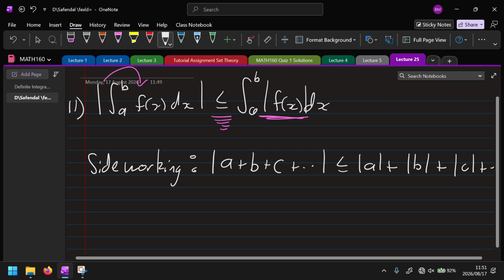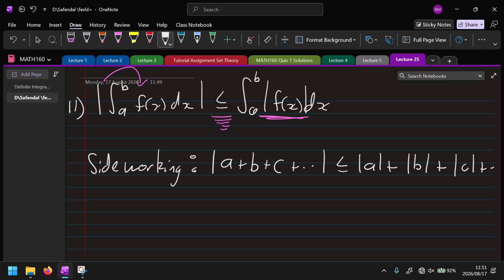Now, how does this help us? Well, the triangle inequality is about a sum a plus b plus c, and on the right side, absolute value of a plus absolute value of b plus absolute value of c, and so on. Now, for our problem, it's not a sum, it's an integral. But the integral is just the limit of a sum. So what we're going to do is treat both sides as summations without the limit, use the triangle inequality on just the sum, and then take the limits at the end. Yeah, that's the idea.